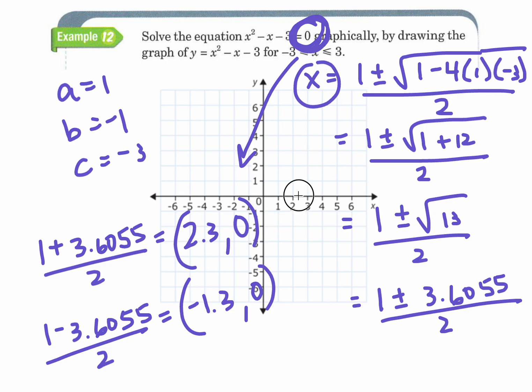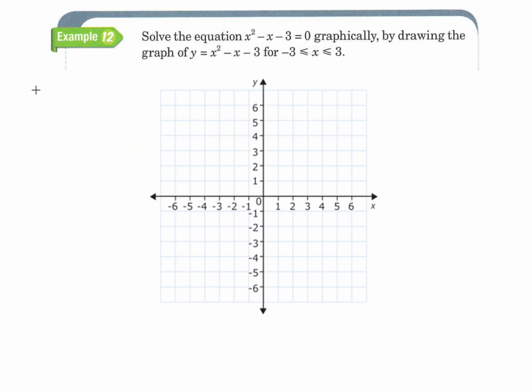We have our first root at 2.30 and the other at negative 1.30. Okay, 2.3 and negative 1.3. I'm just going to erase this real quick. So 2.3 and negative 1.3. All right, so my quadratic parabola is going to be touching those 2 points.